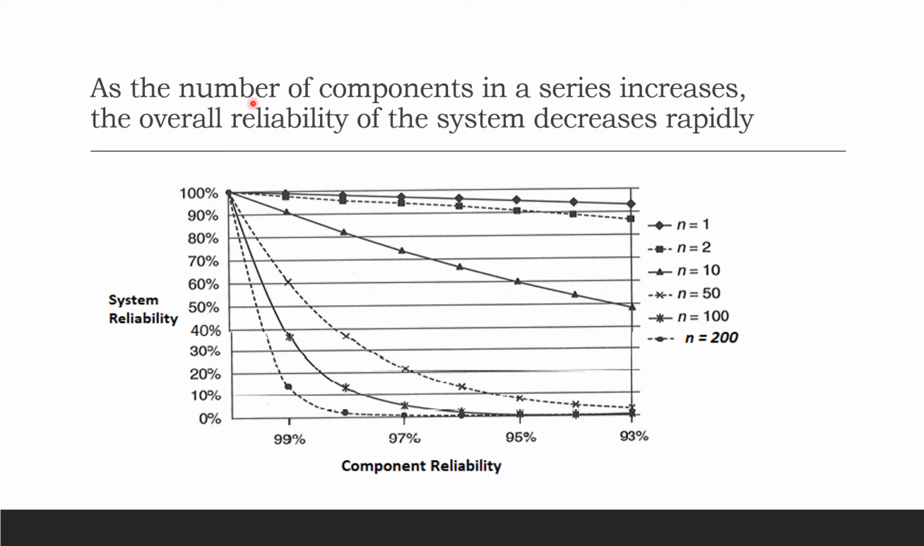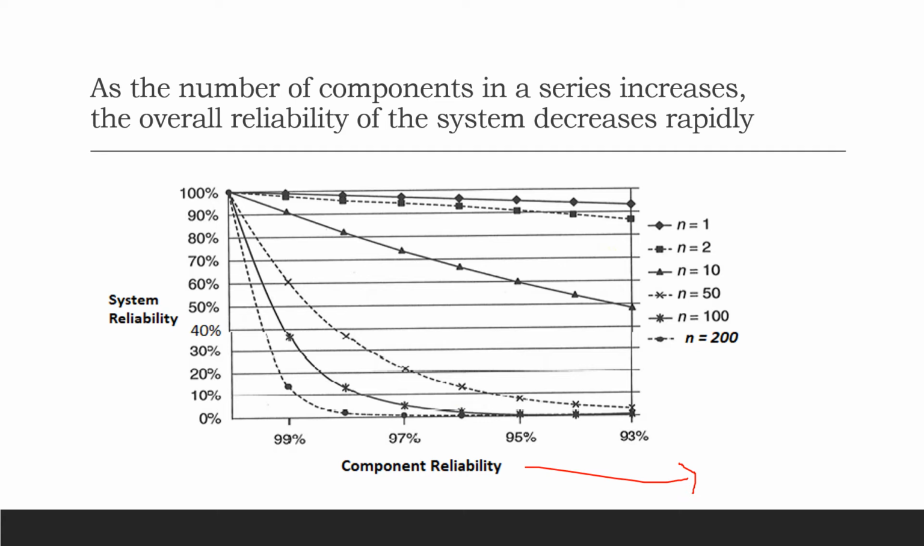Okay, now we're going to increase the number of components in a series. So we did 3 components, and then we did 4 components. Look at it, the overall reliability of the system decreases. When you take a look at this graph, this is system reliability, 100% to 0%. This is component reliability going down that way, 100, 99, 97, 95, 93, going down.